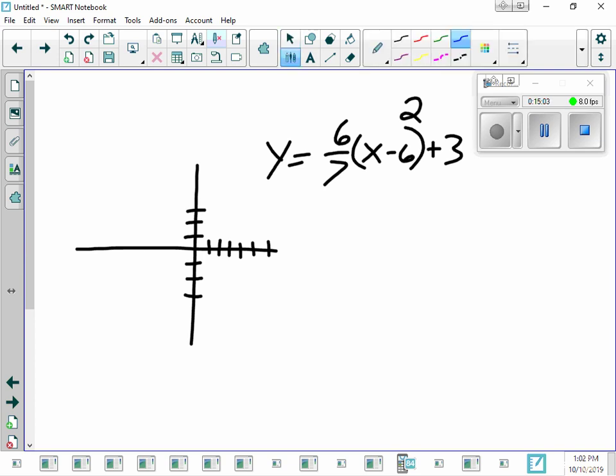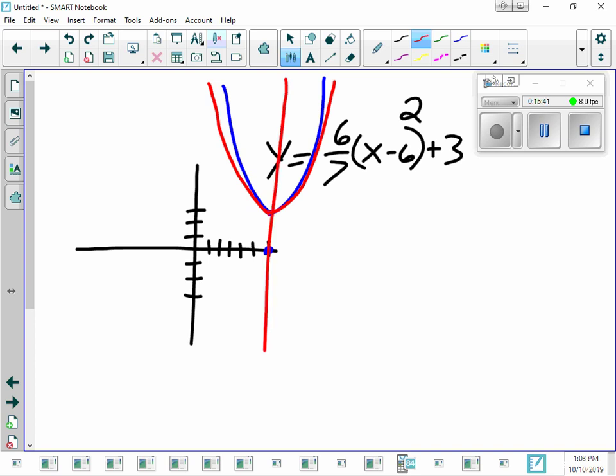Okay. So to the right 6, what does 6 over 7 do? A little tiny bit shorter, right? Not much, just a little tiny bit shorter. And the plus 3 moves it up. So if a regular parabola was shaped like this, then this one is just a little tiny bit shorter, not by much. And then I would write the vertex is at 6, 3, and my axis of symmetry is the line x equals 6. All right.